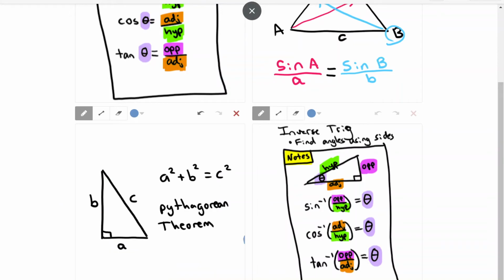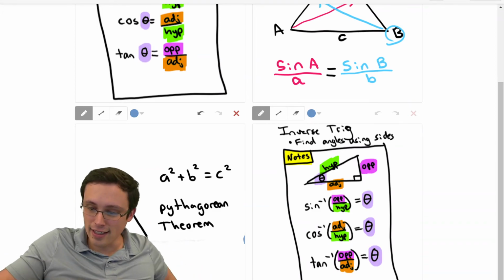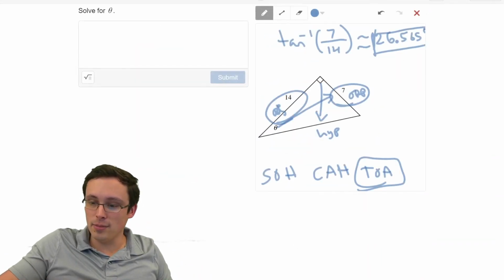Did my beautiful picture of myself just stop working? There we go. I fixed it, guys. Look at that. All right, let's keep moving.